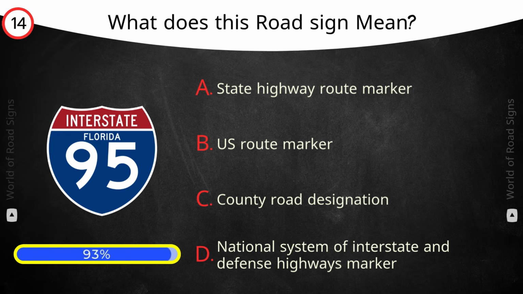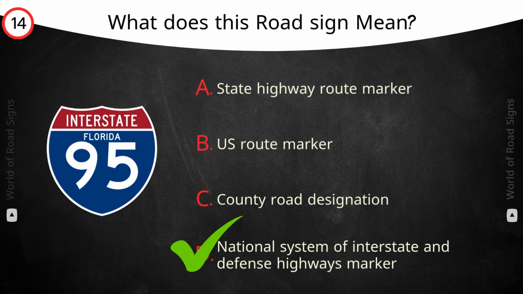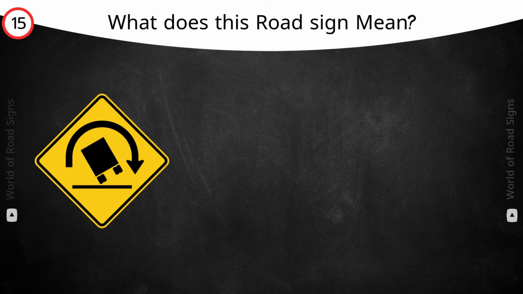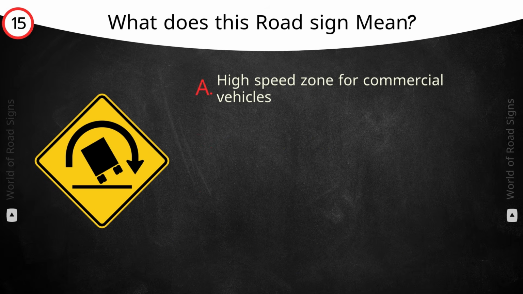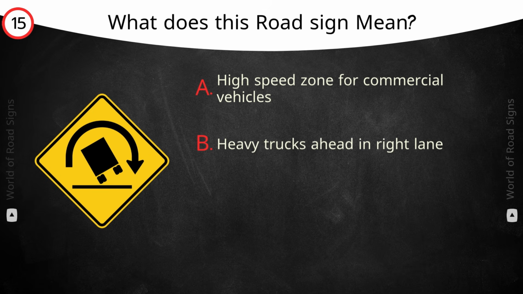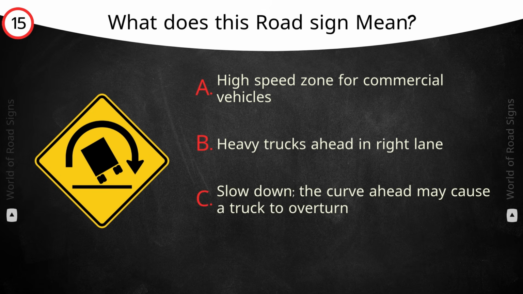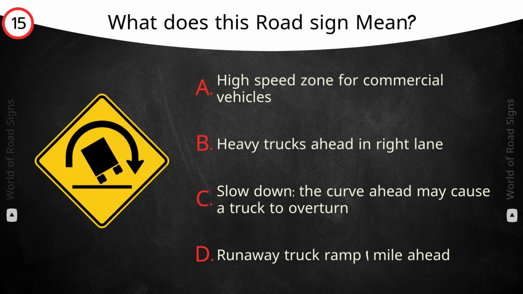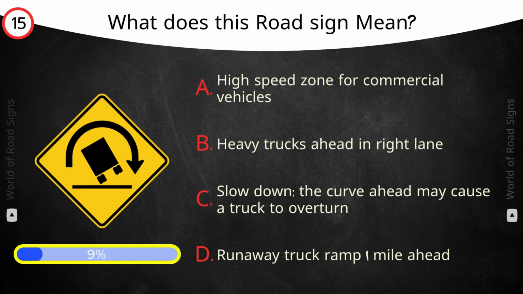The answer is option D. National System of Interstate and Defense Highways marker. Question 15. Do you know the meaning of this sign? A. High-speed zone for commercial vehicles. B. Heavy trucks ahead in right lane. C. Slow down, the curve ahead may cause a truck to overturn. D. Runaway truck ramp 1 mile ahead.